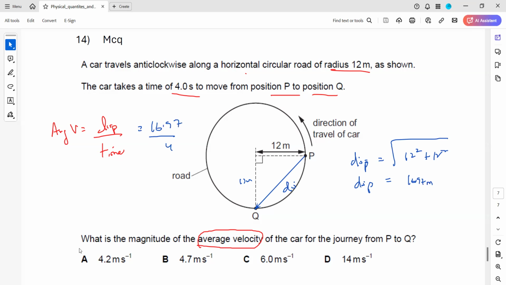So it will be A, so 4.2. A will be the right answer. Is it clear, this one? Yes.